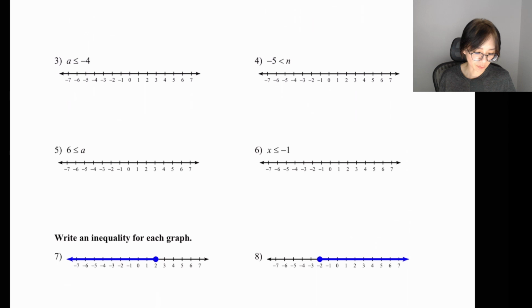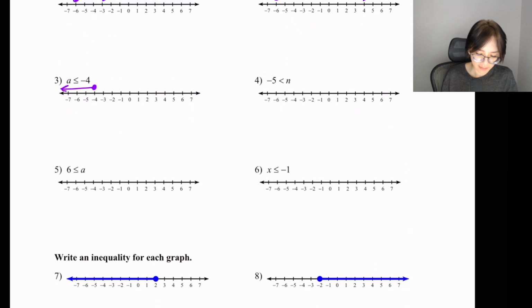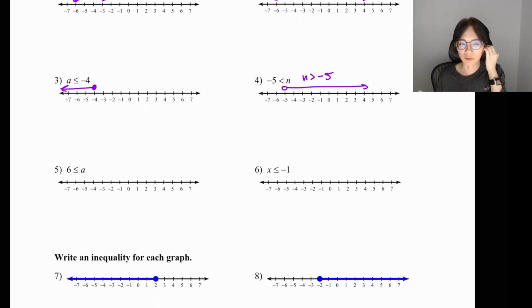A is less than or equal to -4. -4, equal to, can be less than or equal to. Going this direction because A is less than -4. -5 is less than N. Remember, write this so N is greater than -5. Sorry, -5, open circle because it can't be equal to. This direction, alligator eats the bigger number. N is bigger than -5. So all the numbers to the right.